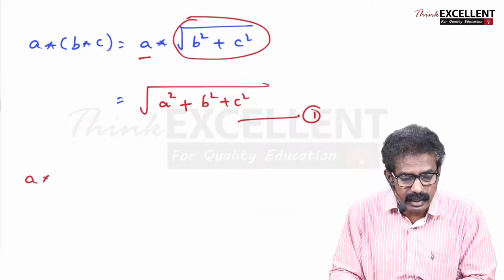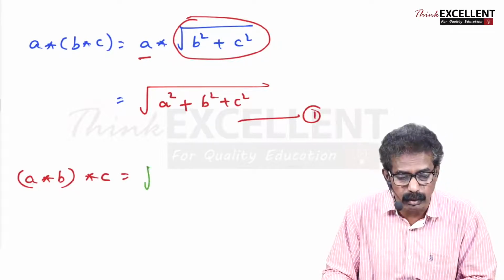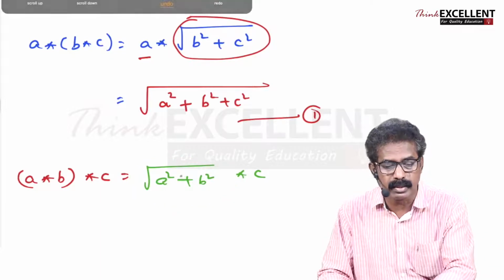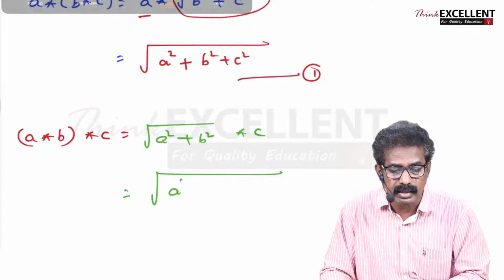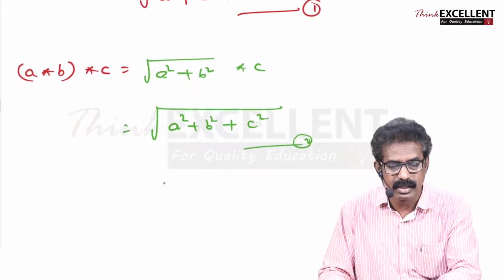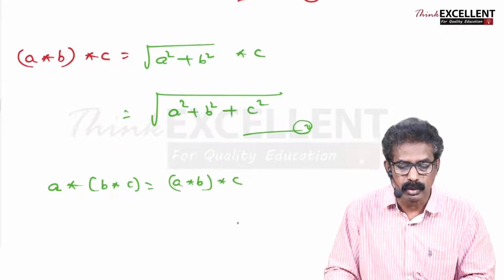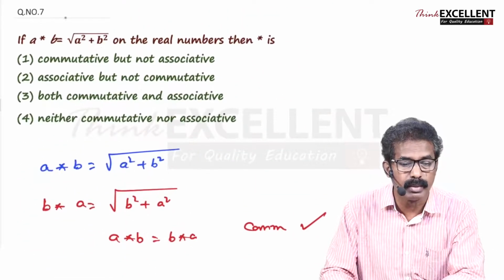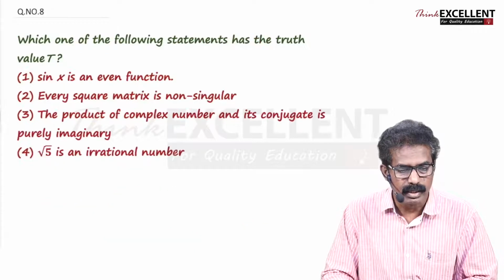Next you find (A star B) star C. See how to do this. First, the term inside the bracket, A star B, is root of A square plus B square. Star C. Now this is like A star B. What is A star B? Root of first one square. This is the first one. If you square, root cancels. A square plus B square plus second one square. Second one square means it is C square. Are they same? Yes. So A star (B star C) is equal to (A star B) star C. So the associative property is also satisfied. So it is commutative and associative. Do you have a choice like this? Both commutative and associative. Now let's move on to question number 8.